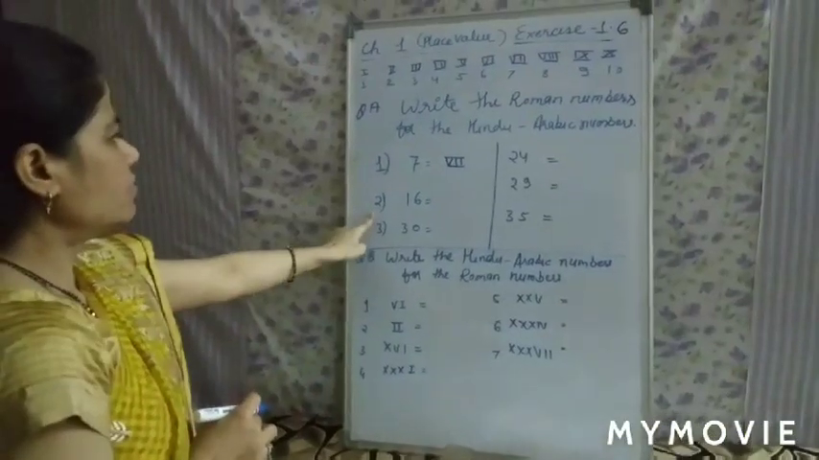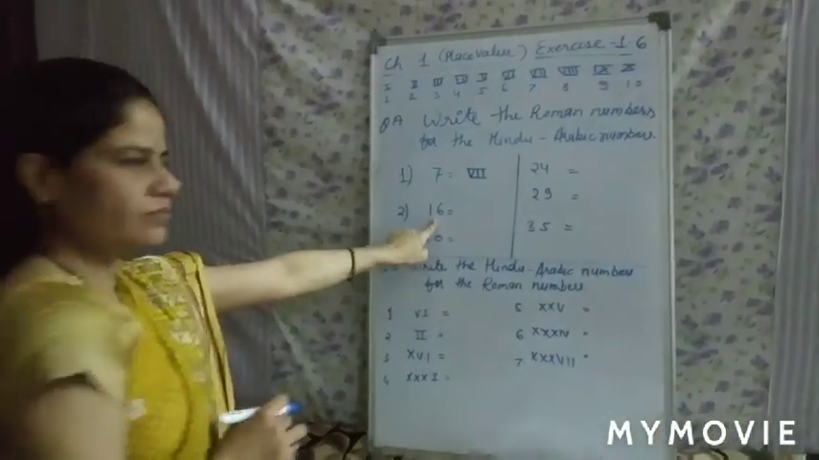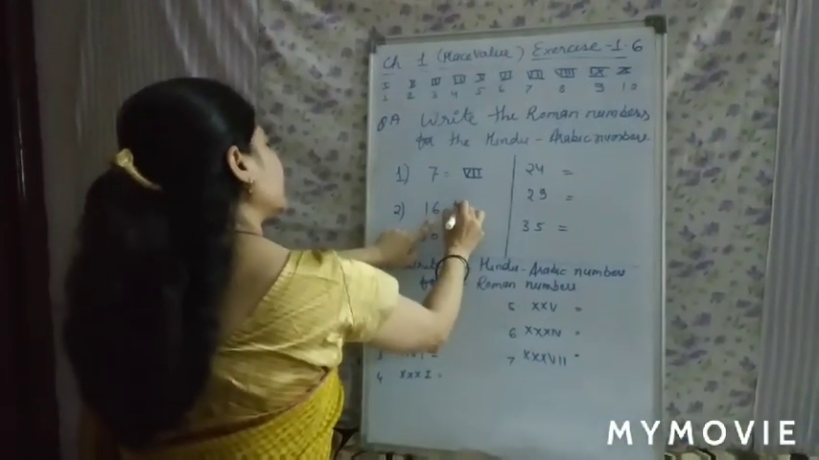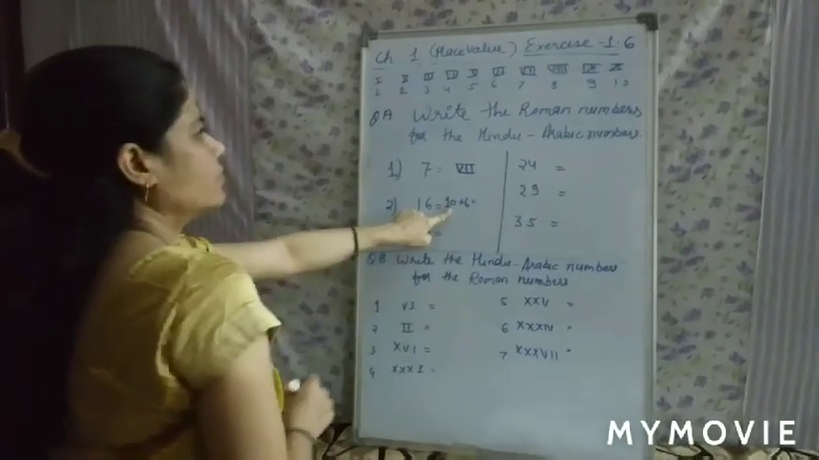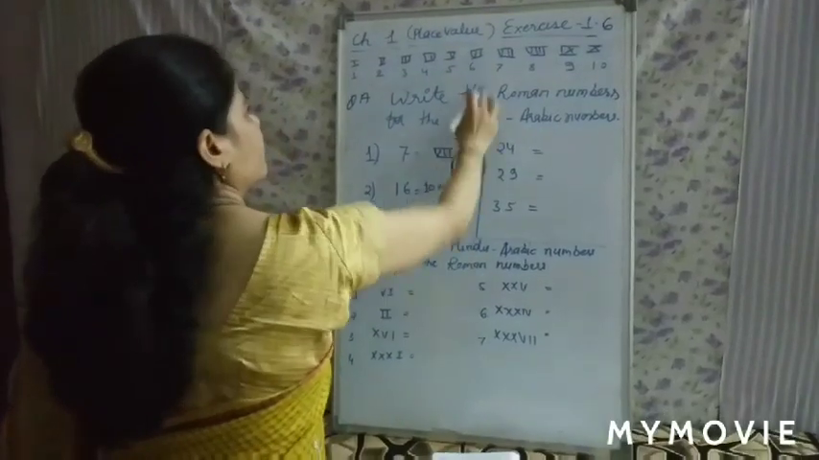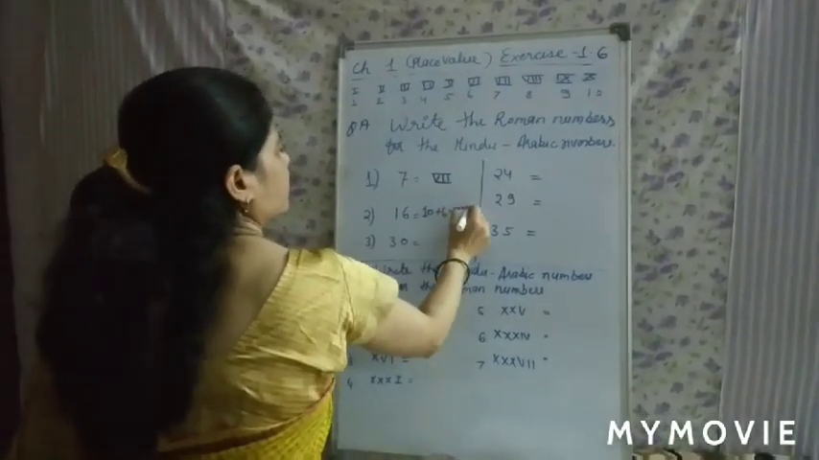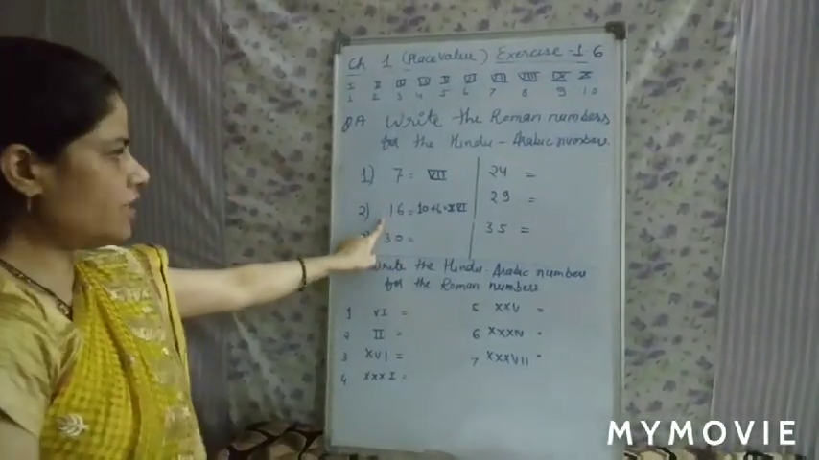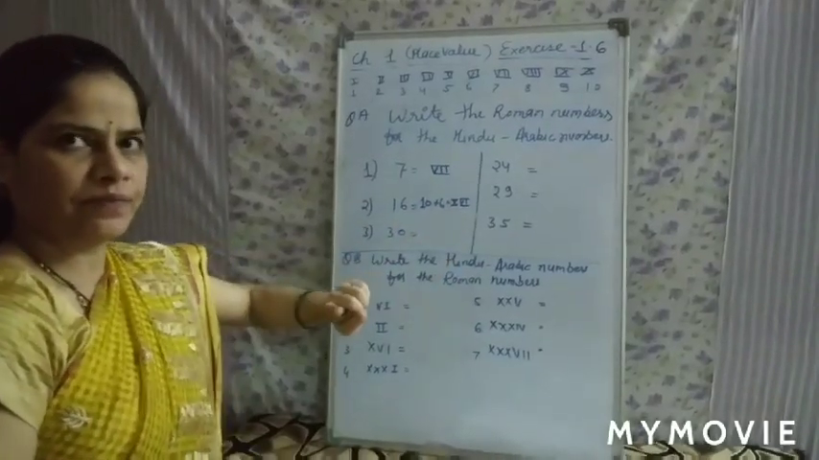Now next is 16. You can write 16 as 10 plus 6. Here for 10, there is X and for 6, VI. So the Roman number for 16 will be XVI.